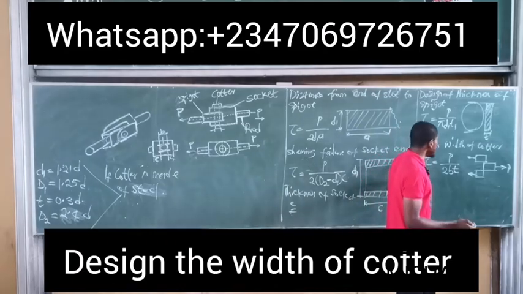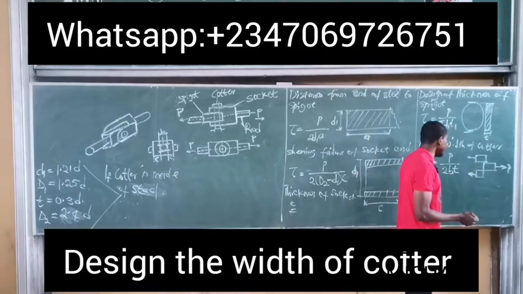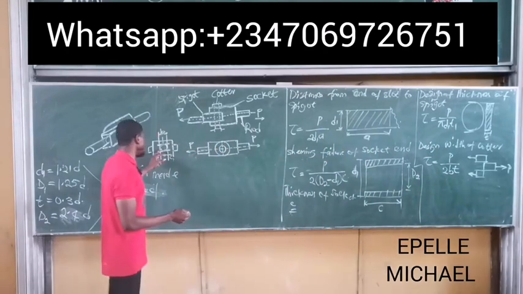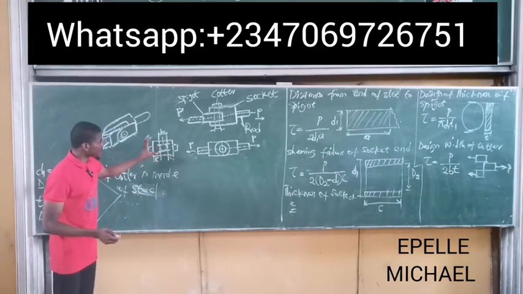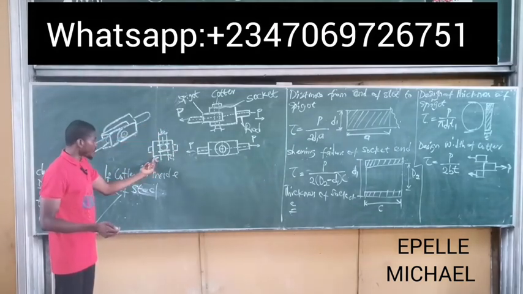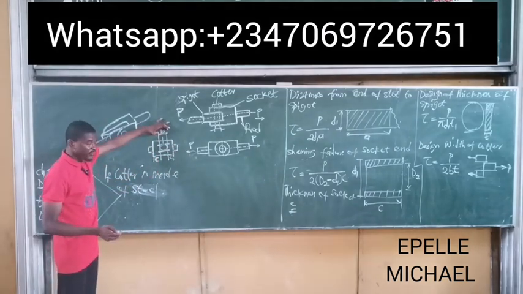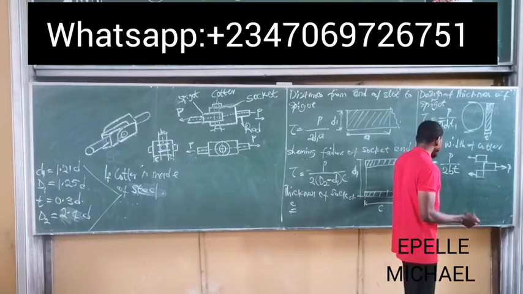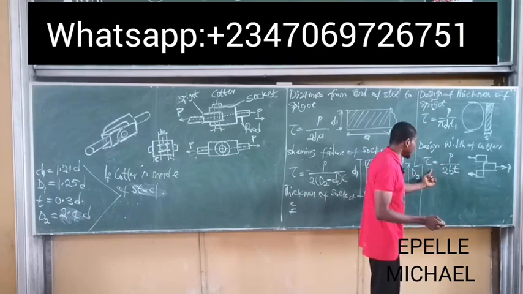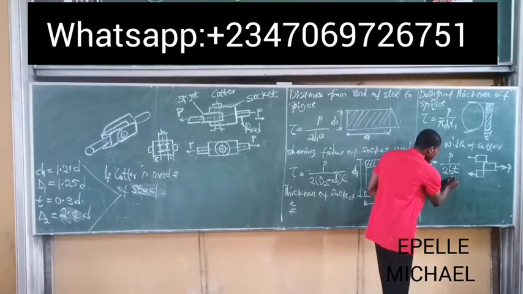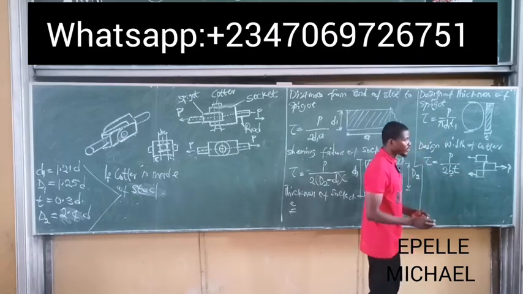And finally, we design the width of the cutter, and the width of the cutter, of course, could be seen from here. This is the cutter, the aspect of the cutter now. This becomes the width. This is the thickness of the spigot, and this is the width B from the three-dimensional view. So we design the width of the cutter, and mathematically it is given as shear stress equals P over 2 d t. So all we need to do is simply make the width the subject of the formula, and we are good to go.